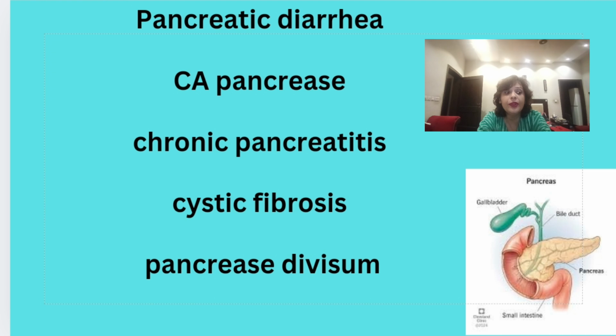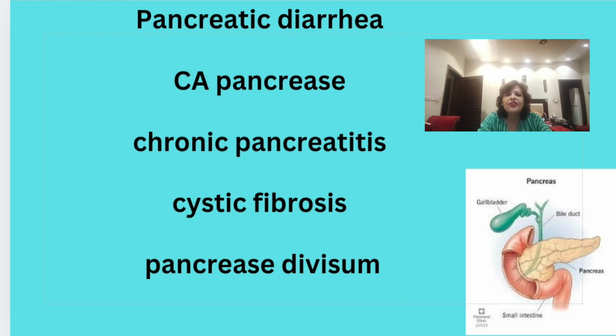And the diseases which can affect the pancreas include CA pancreas, and recurrent attacks of acute pancreatitis ultimately leading to chronic pancreatitis. It also leads to deficient pancreatic juice or pancreatic enzymes, as well as defective endocrine functions of the pancreas.